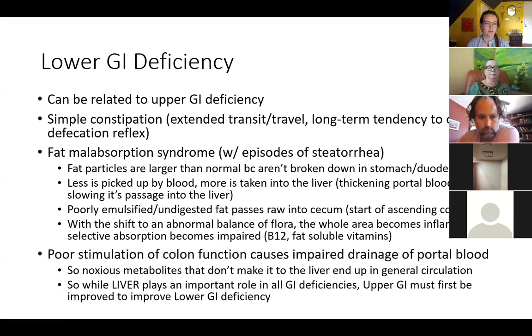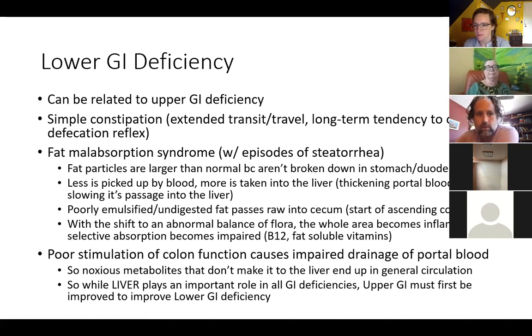Poor stimulation of colon function causes impaired drainage of portal blood. So then the liver becomes sluggish. Metabolites that don't make it to the liver then end up in general circulation. And like I said, this is the cycle of events that begins. So while the liver plays an important role in all GI deficiencies, the upper GI must first be improved to improve the lower GI deficiency. So does that make sense? Yeah.